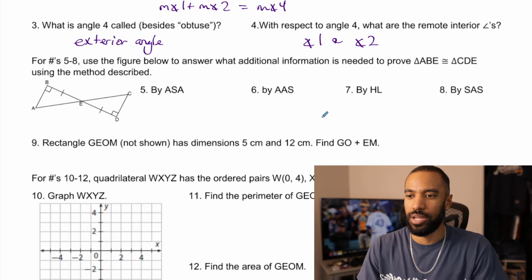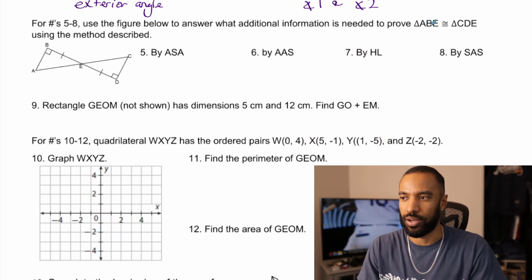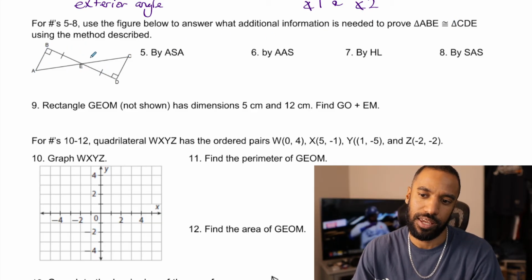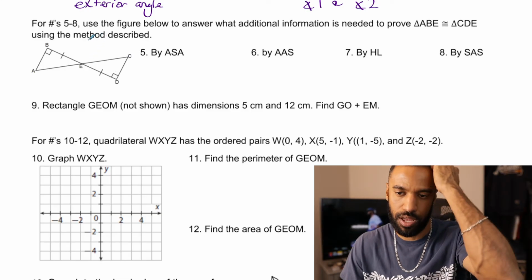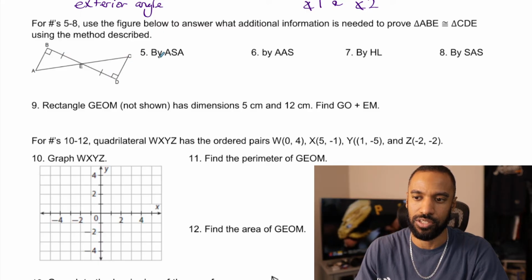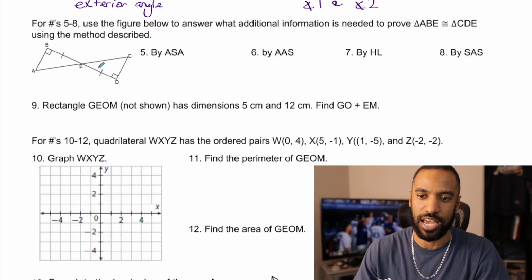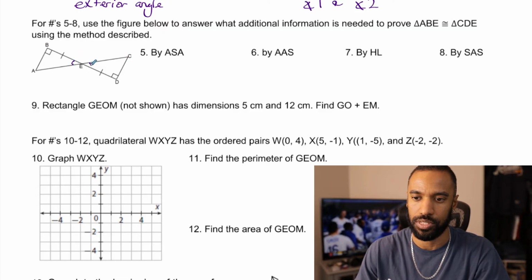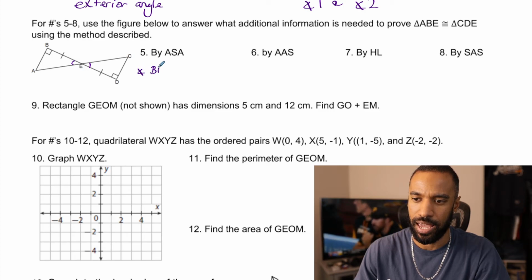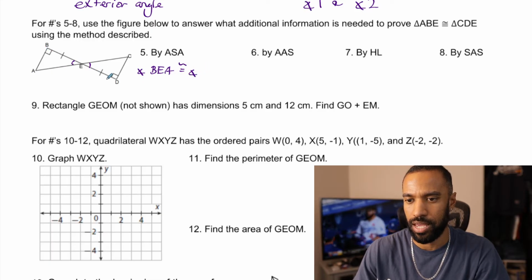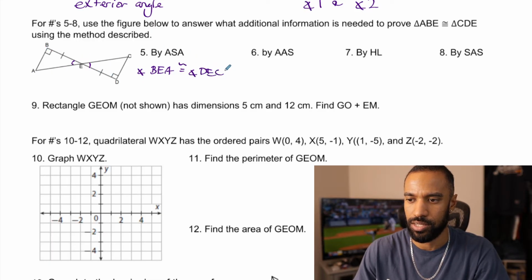All right, use the figure below to answer what additional information is needed to prove triangle ABE is congruent to triangle CDE. Let's just make sure they have that written right. ABE, CDE, those would correspond. Okay, if you want an angle side angle case, notice we already have these angles congruent to each other in these sides. For angle side angle, you'd need the side to be in between the sets of congruent angles you have. That means we would need this angle congruent to this angle. We would need angle BEA congruent to angle DEC. That'd have to be true.